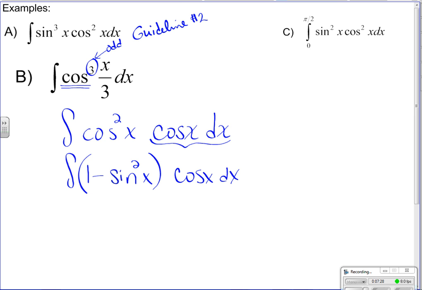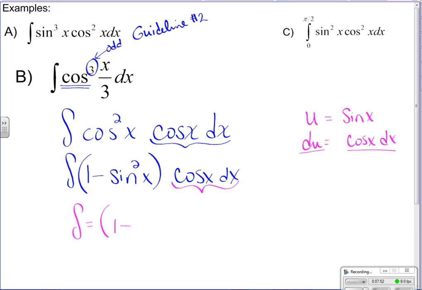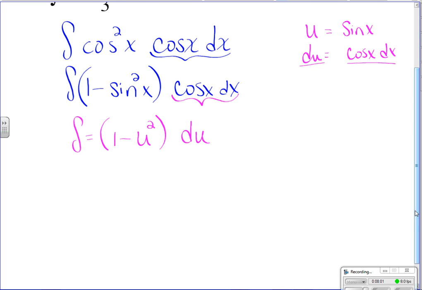Off of this, I'm going to branch over and do my u sub. Let's let u be sine x. Then du will be cosine x dx. And that's precisely what I have. That's a complete match, so that's going to get replaced with du. Okay, back over to the integral work. The integral will equal 1 minus u squared, because sine was set up as our u sub. Cosine x dx is the same thing as a du, so replace it with du.